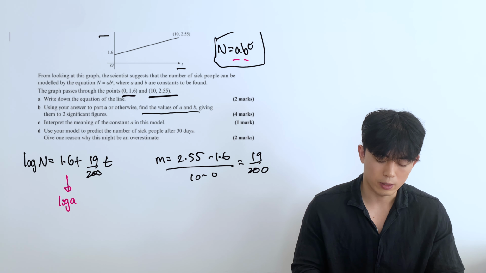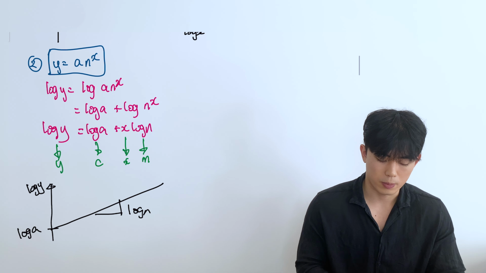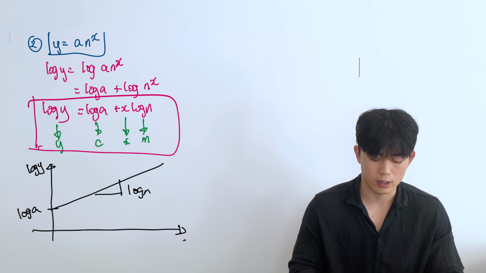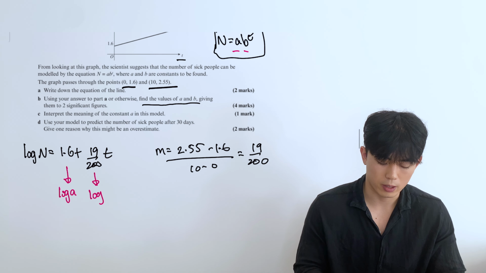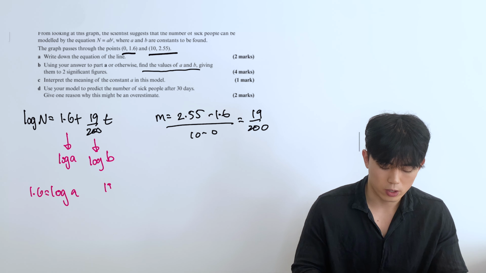Okay. And you need to be aware which one is going to be. So if you go like here, it's going to be in this form here, right? So therefore the gradient is going to be equal to log b, in this case, not n. So I can say that 1.6 is equal to log a, and 19 over 200 is equal to log b.